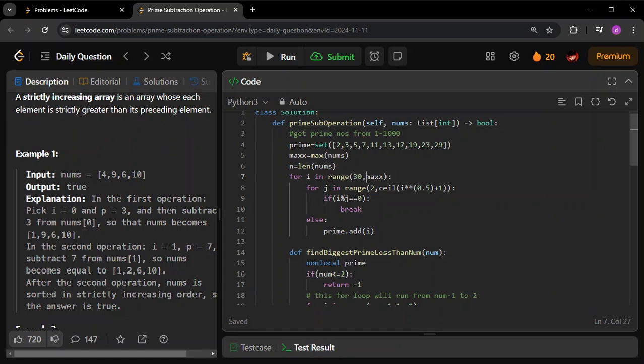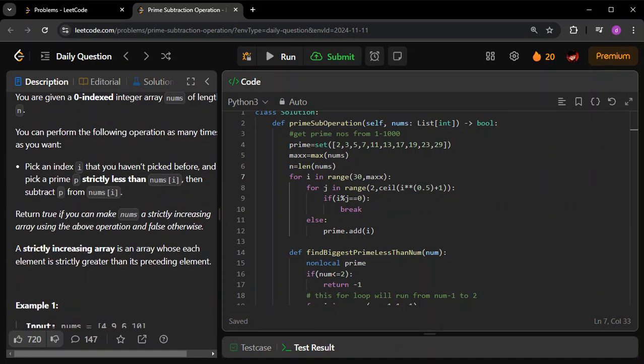Remember, when I write this in Python, that means I will be going till max minus 1. Remember that always, because the prime number that you're going to choose should be strictly less than the number I. So through this I'm ensuring that. If you write max, that means you will be starting from 30 till max minus 1 only. That is the first thing.